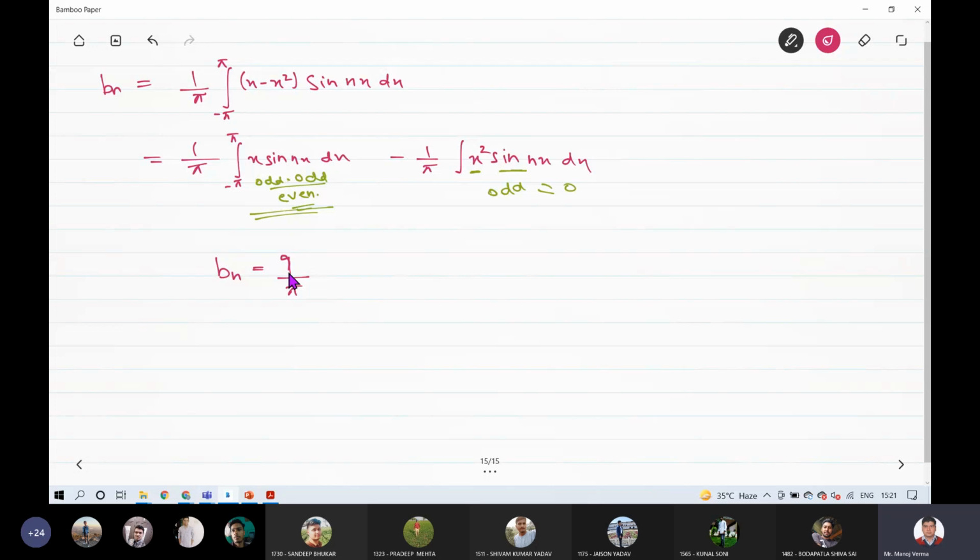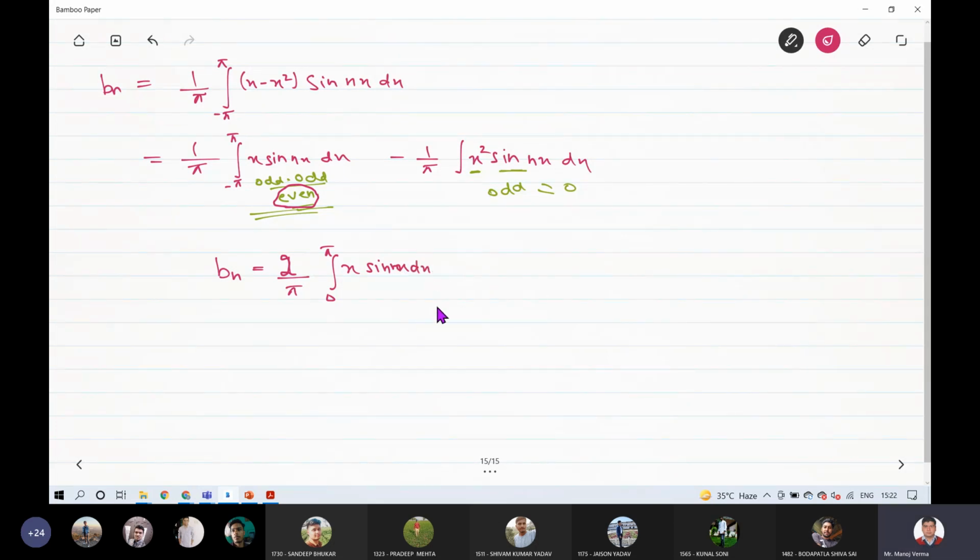Okay, I am also changing the limits here. So this Bn will become 0 to pi. I am changing the limits only when my function is defined and it is even. This function x sine x can be defined as even, and only then am I changing the limits from minus pi to pi to 0 to pi. It will be x sine nx dx.